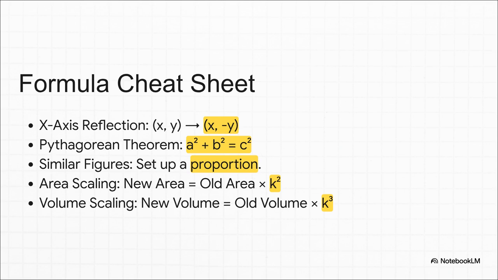For an x-axis reflection, it's x comma negative y. For right triangles, a squared plus b squared equals c squared. For similar figures, you just set up a proportion. And please don't forget, when you're scaling, area scales by the factor squared and volume scales by the factor cubed.